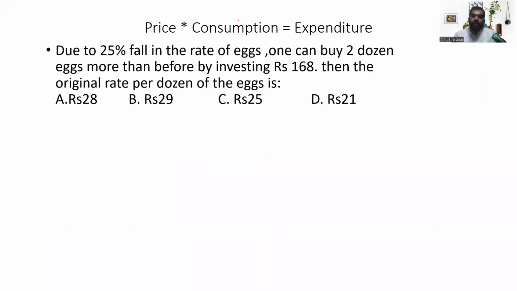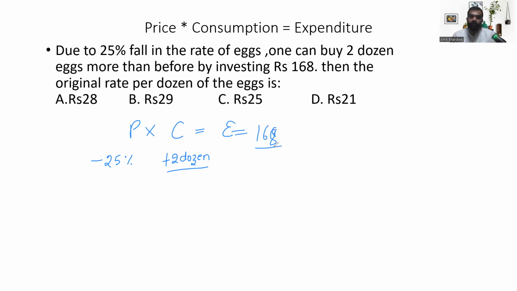A little bit the same. There is no such big change: same price, consumption, expenditure. Due to a 25% fall in the rate of eggs, the price decreased by 25%. The minus sign represents a decrement. You can buy 2 dozen eggs more than before, and the expenditure remains the same, that is 168 rupees.